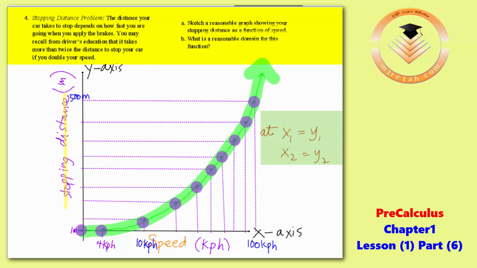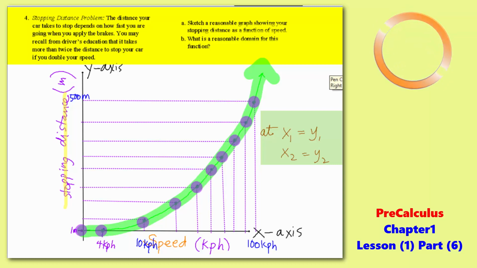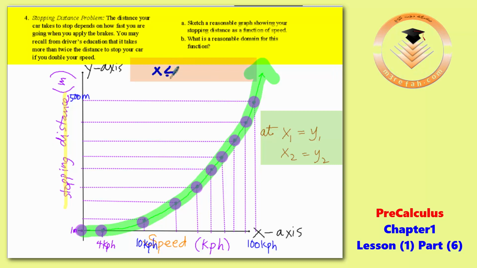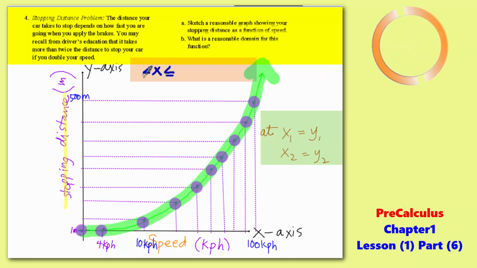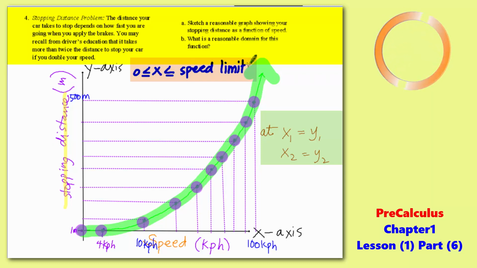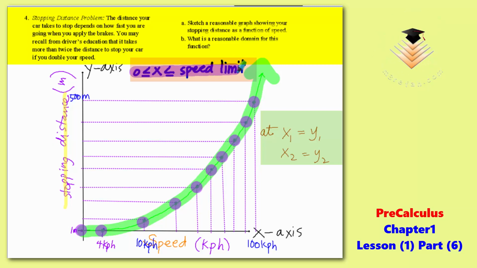Okay, letter B, what is a reasonable domain for this function? For this function, we could see that our domain is from x equal to 0 to the speed limit. This is our domain.